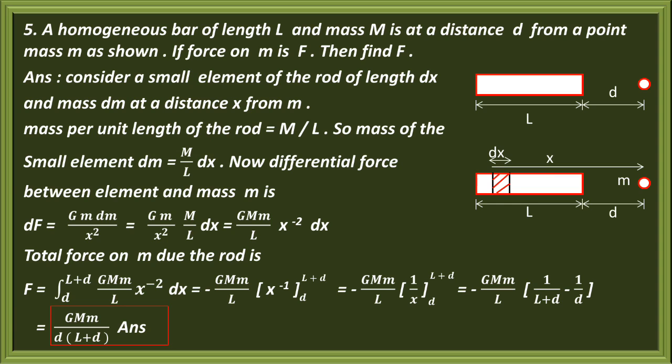Now the total force on m due to the rod is given by F equal to integrating dF within the limit d to L plus d. So we get minus G M m by L into 1 by x, and the limit is d to L plus d. After putting the limit we get F equal to G M m by d into L plus d. This is the answer. Now question 6.